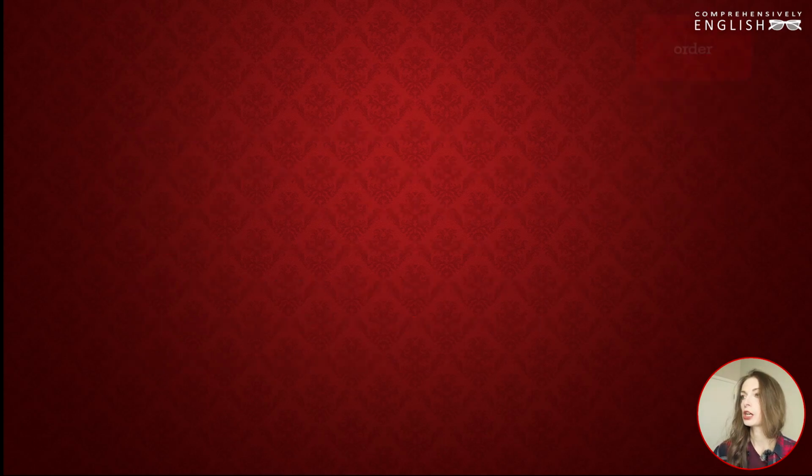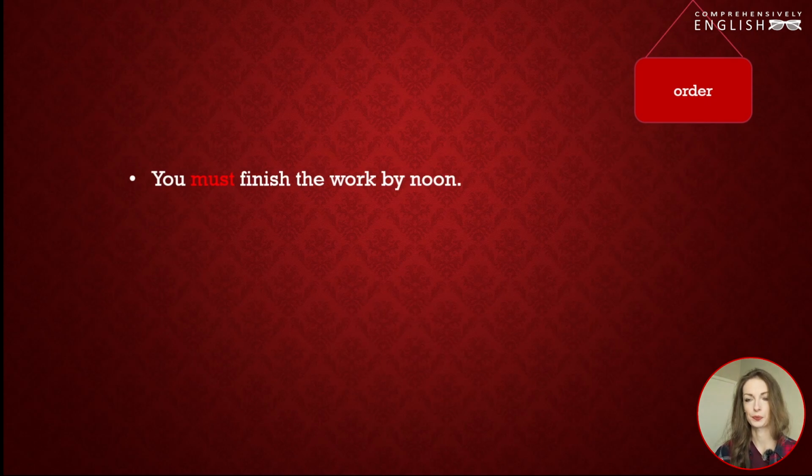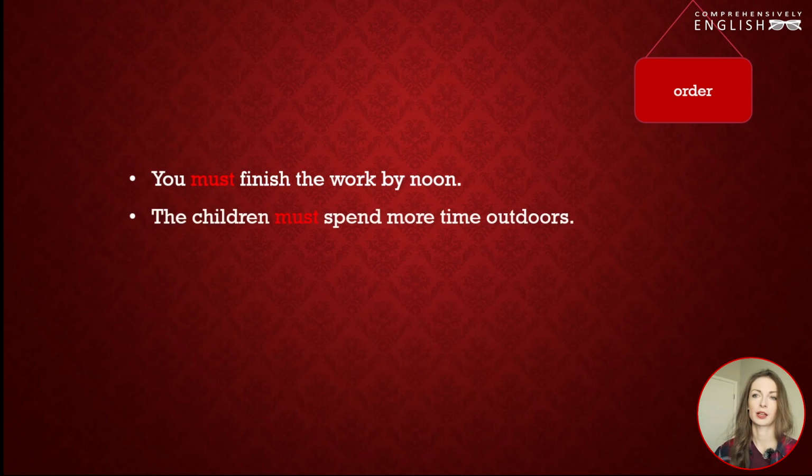I hope that's clear. Let's move to the next one, which is order. Must expresses order. You must finish the work by noon. It is obligatory. I order you. I'm your boss, for example, and I can say that. And the children must spend more time outdoors. Somebody like a doctor might say that. It's an order given by a professional, for example.